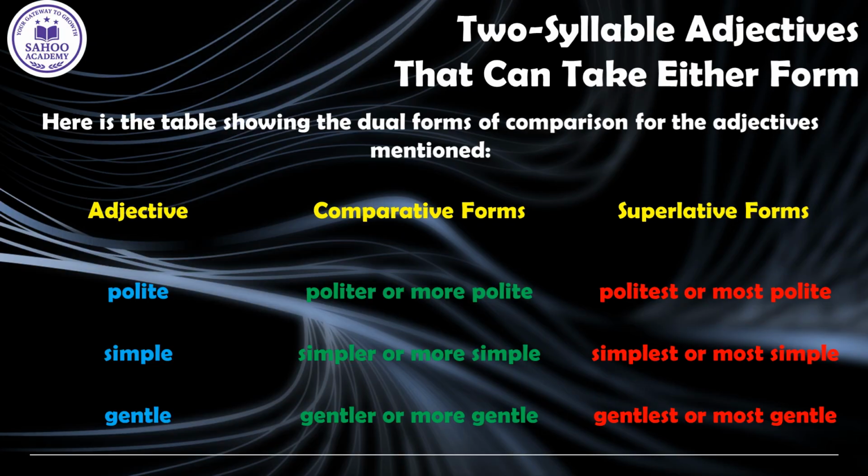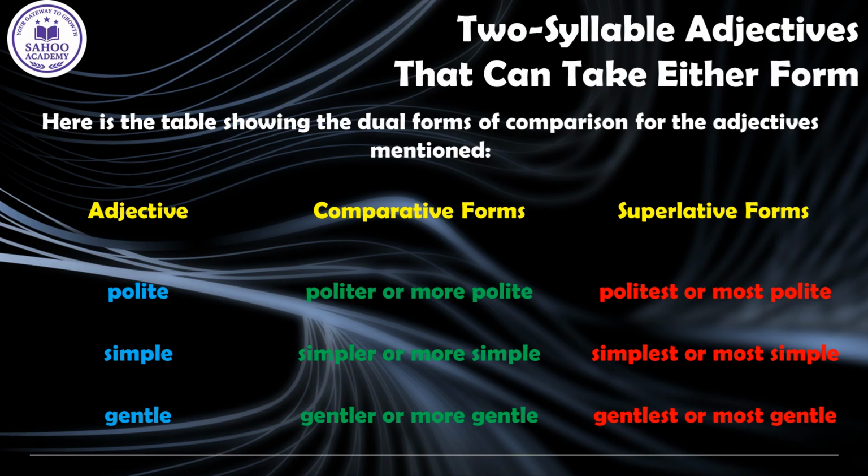Now let's look at a very interesting rule. Some 2-syllable adjectives can form their comparative and superlative degrees in 2 different ways. That means we can use er, est or more and most. Both forms are correct. For example, polite, politer, politest or polite, more polite and most polite.